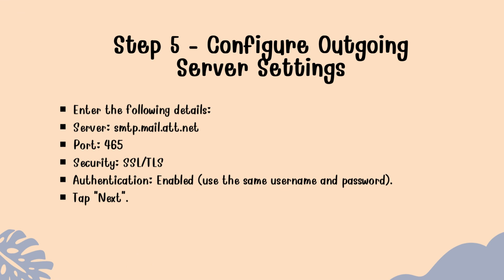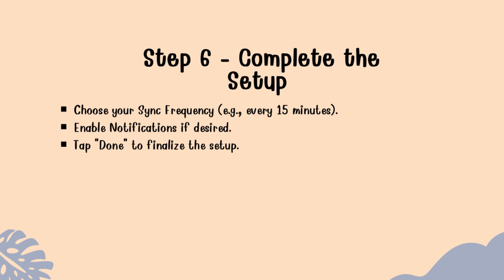Step 5. Configure outgoing server settings. Enter the following details. Server, smtp.mail.it.net. Port, 465. Security, SSL/TLS. Authentication, enabled. Use the same username and password. Tap Next.